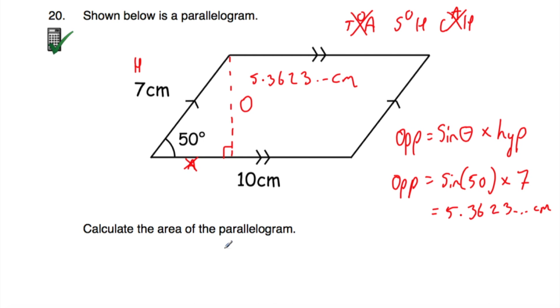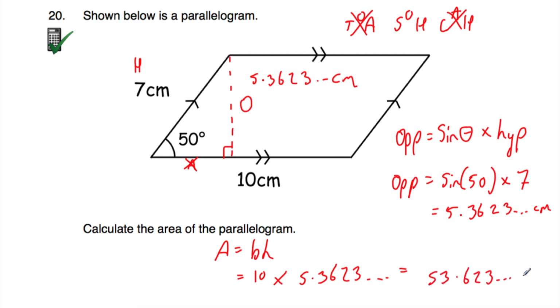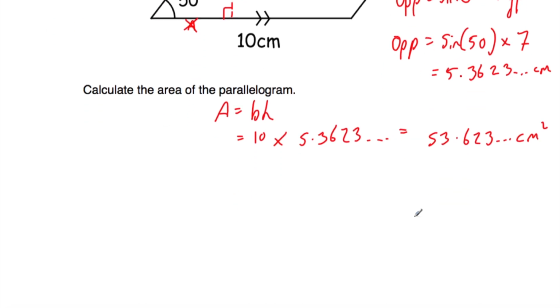So to find the area of the parallelogram, the area is equal to the base multiplied by the perpendicular height. So we're just going to do 10, the base, multiplied by the perpendicular height, which is 5.3623, and that's equal to 53.623 and so on centimetres squared. And that's it. Let's round our answer to 2 decimal places, so the answer would be 53.62 centimetres squared, and that's the area of the parallelogram.